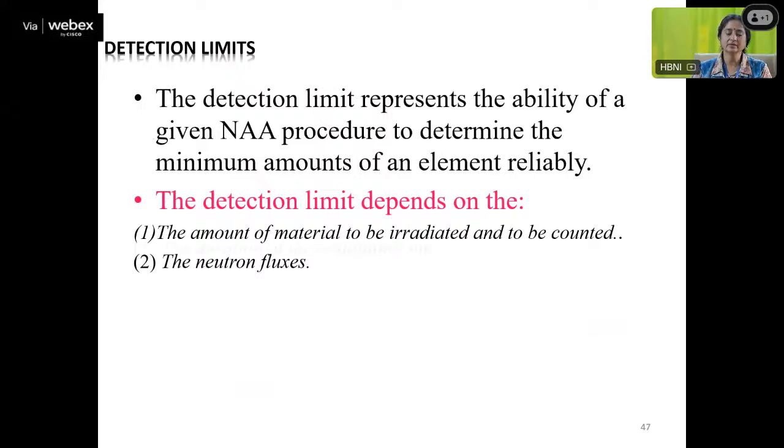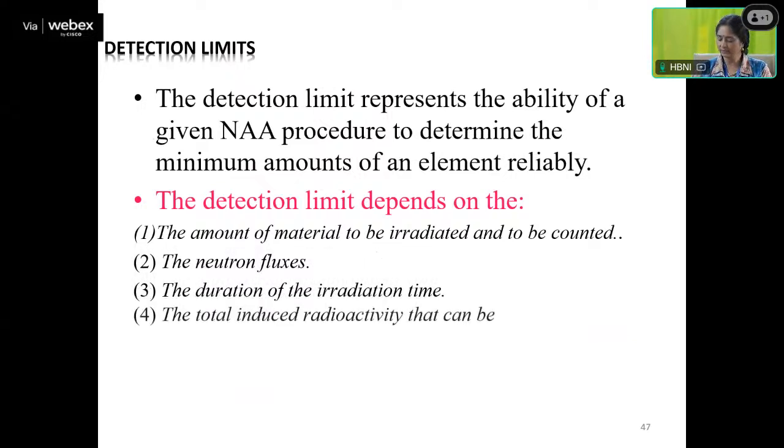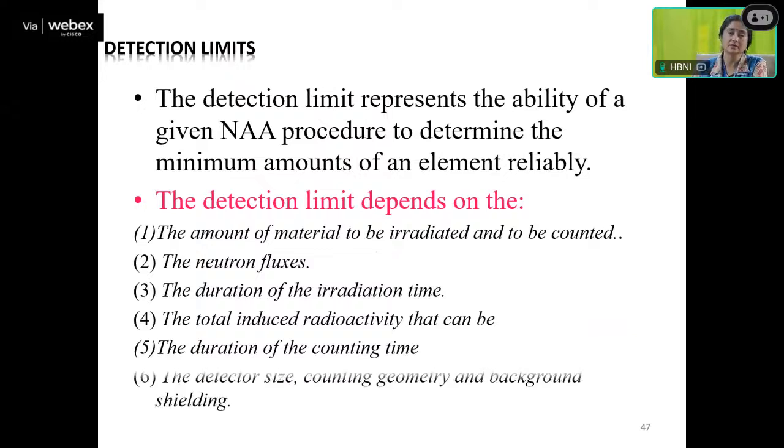Now, detection limit. What is detection limit? You must be remembering it from our initial classes, because I covered detection limit in a broad way there. Detection limit represents the ability of a given NAA procedure to determine the minimum amount of an element reliably.